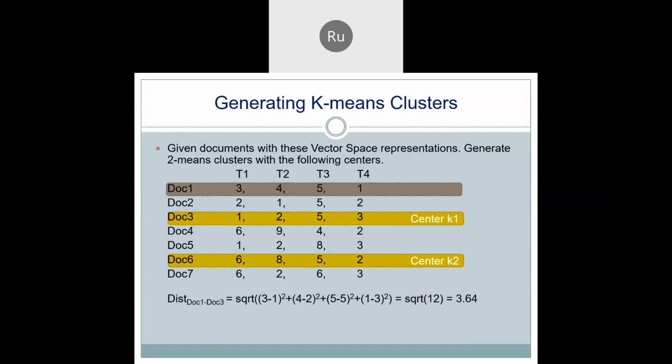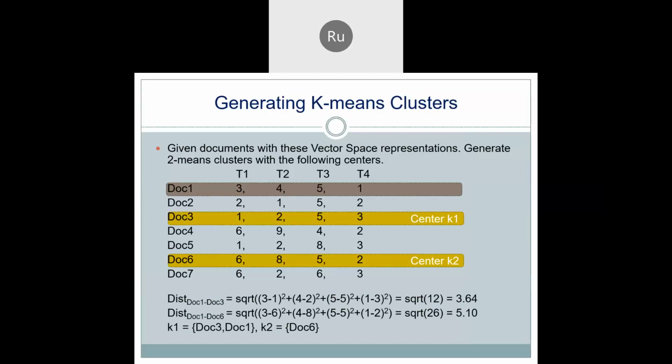Notice that we are using the Euclidean distance to measure the distance between document 1 and document 3. We also have to compare with the distance between document 1 and document 6. Whichever gives you the smallest value, which means shorter distance, we assign that particular document to that center. In this case, document 1 is closer to document 3. For that reason, document 1 will be assigned together with document 3.